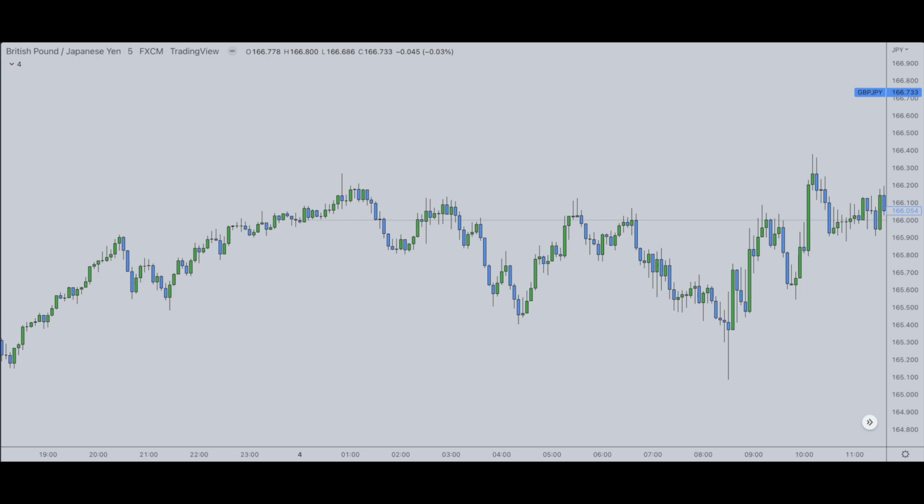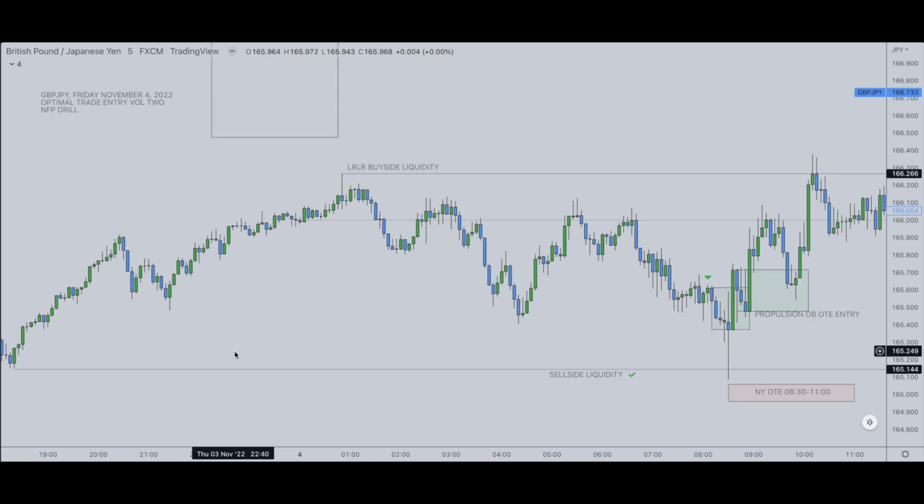So right now I have my annotations off. You guys can look at this chart here, and then I'll go ahead and turn them on. Alright, this is the non-farm payroll drill. We are going to go over this.